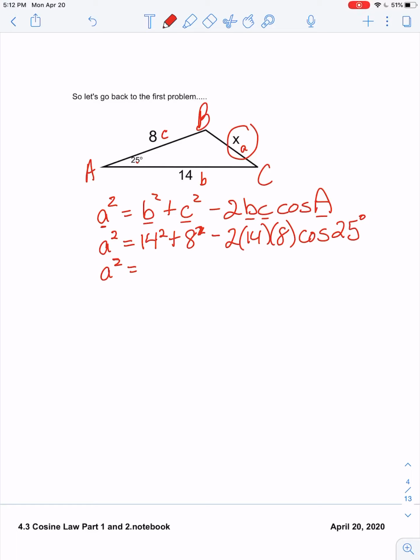So we have 14 squared, which is 196, plus 8 squared, which is 64, minus, this whole thing needs to be multiplied. You can't do the 2 times 14 times 8, subtract that off of these two things here, and then do the cos of 25 by order of operations. Multiply, multiply, multiply. The multiplication all has to be done first. So 2 times 14 times 8 times the cosine of 25 equals 203.0129.